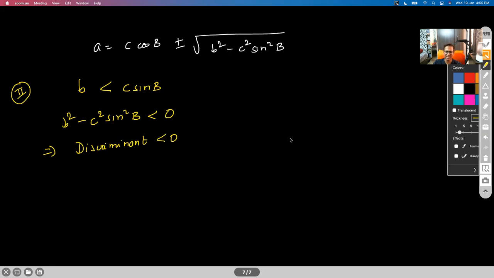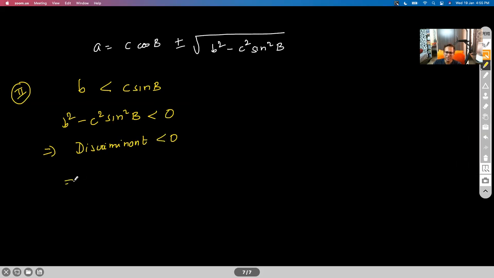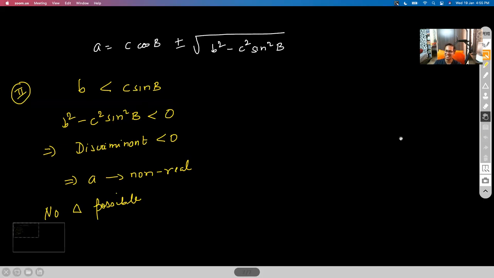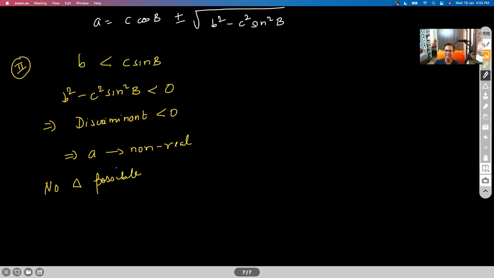Okay. If this is negative, that means what? That means your A is going to be non-real in nature. Right? And if A is non-real in nature, there will be no triangle possible. So the moment you realize that your b happens to be lesser than c sine B, immediately your conclusion is, boss, no such triangle is possible with that given b, with that given small c, and with that given angle B. And even sine law will justify it.